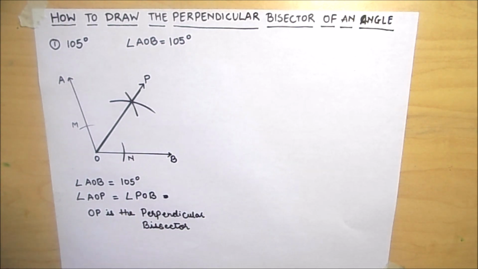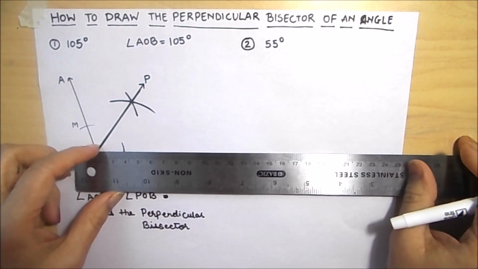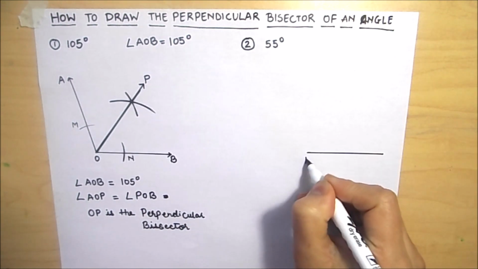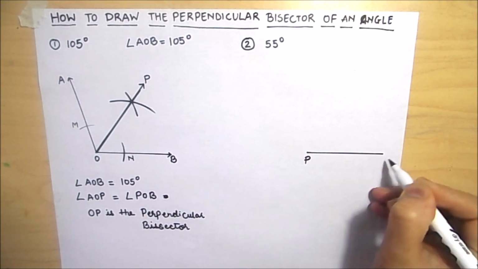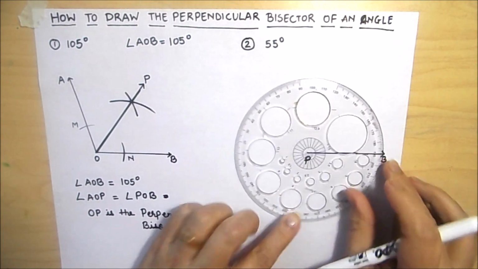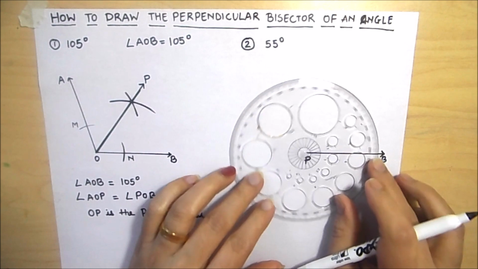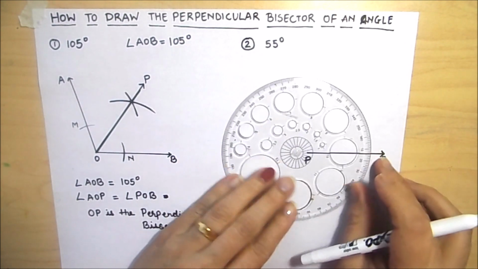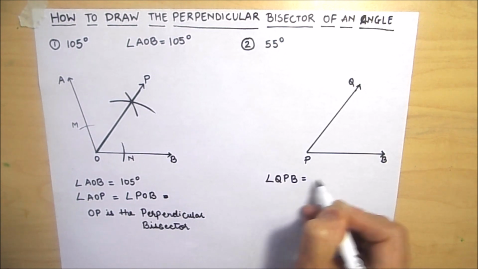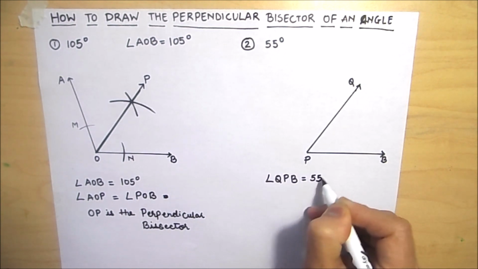Let's take one more example here. Try to draw the perpendicular bisector of an angle whose measure is 55 degrees. Our first step is to draw a ray. Let's name it PB, with point P as vertex, and with the help of a protractor draw an angle of 55 degrees. So angle QPB is equal to 55 degrees.